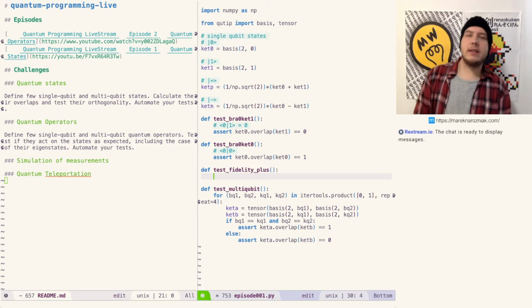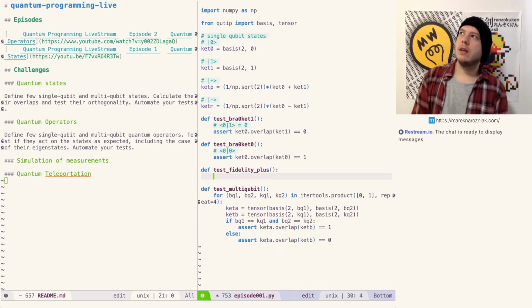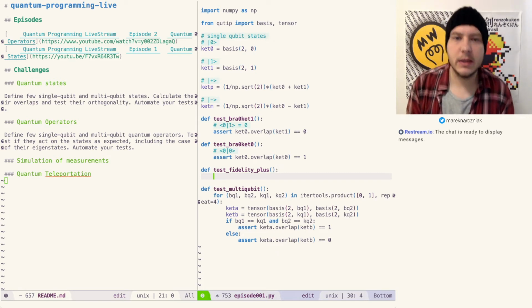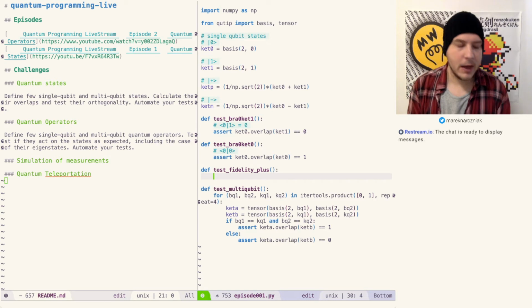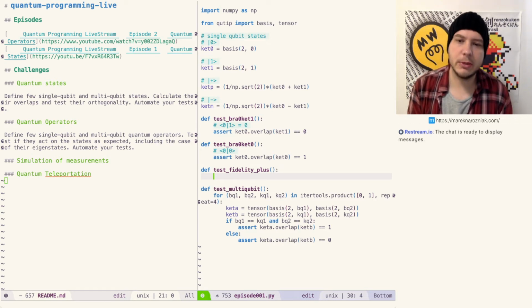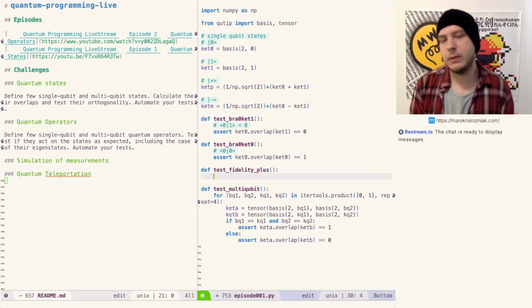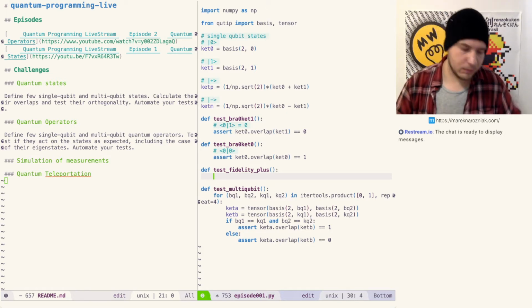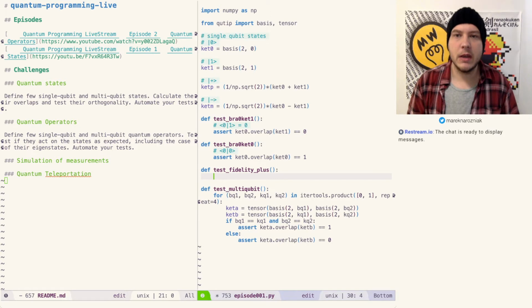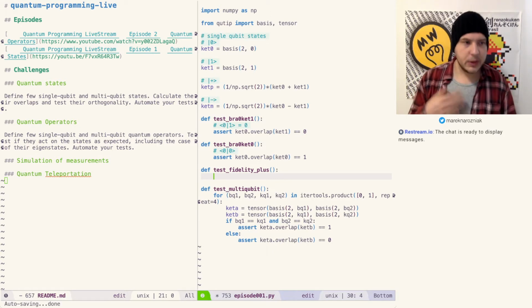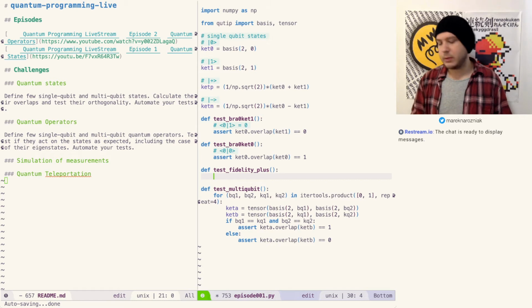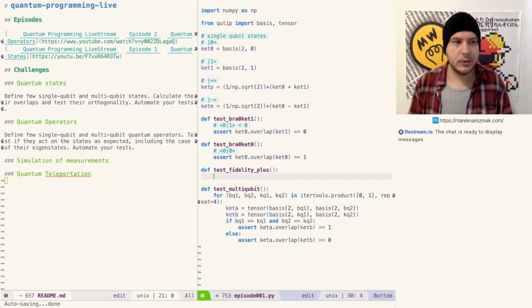Fidelity is the probability of measuring the state that we intend to measure, more or less. That's at least how I define it and how I understand it, and that's why it's good to introduce it right now, because we will need it when we simulate measurement, which is what we planned for later anyway. We already introduced overlaps, and for fidelity we will need the absolute value squared of the overlap.